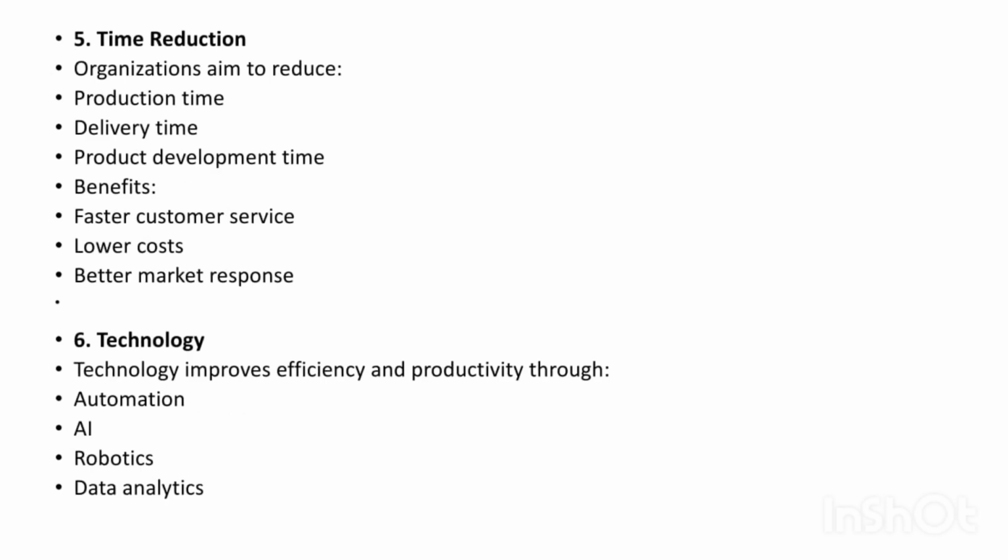Next one is time reduction. Organizations aim to reduce production time, delivery time, and product development time. The main benefits are faster customer service, thereby lower cost and better market response. Why? In a short life cycle world, more speed is equal to more money. Next one is technology. Technology improves efficiency and productivity through automation, AI, robotics, and data analytics. This is the core of modern operations management. Higher productivity means better quality, reduced errors, and faster production.